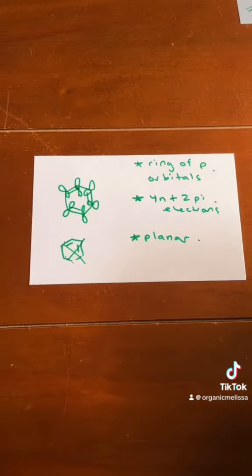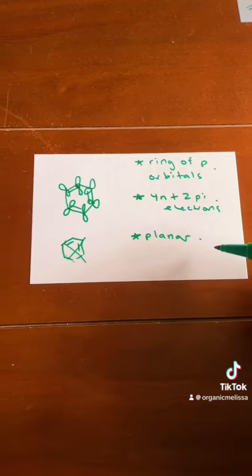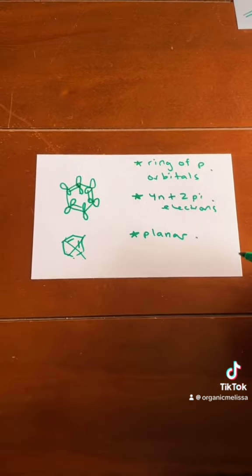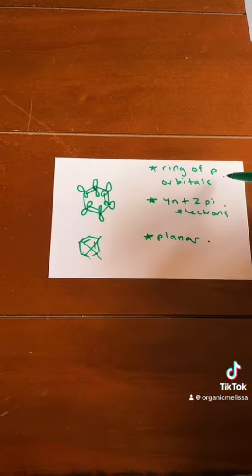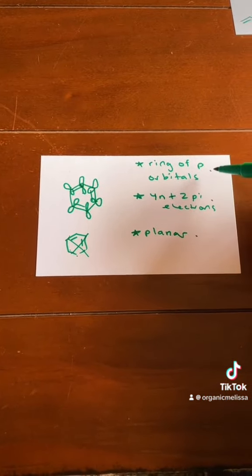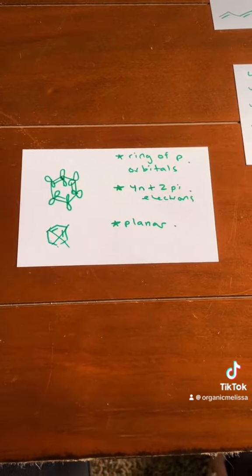And then the next question is, is it planar? In my experience, if it meets 1 and 2, it's usually going to be planar, with the exception of something known as tin aniline. We can talk about that later, but for now, I want you to focus on making sure you understand these first two criteria, and then you'll have a good understanding of how to approach aromatic rings.